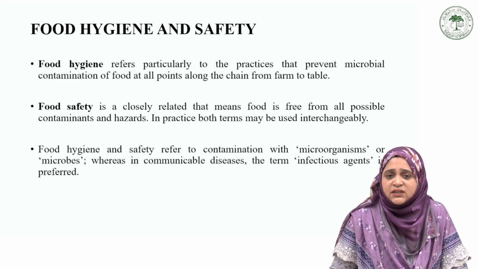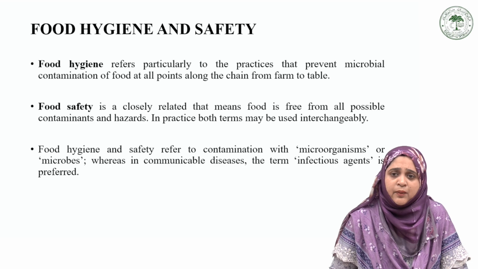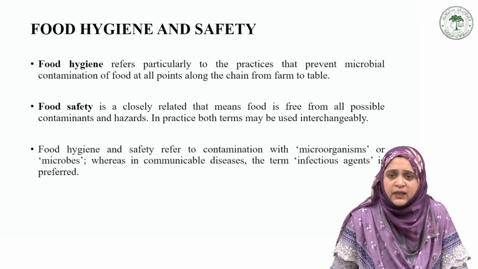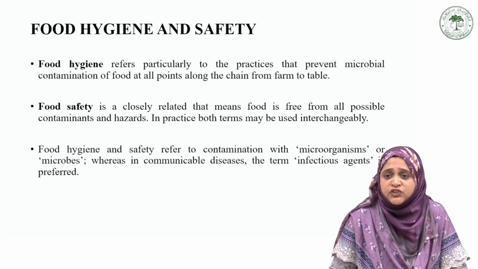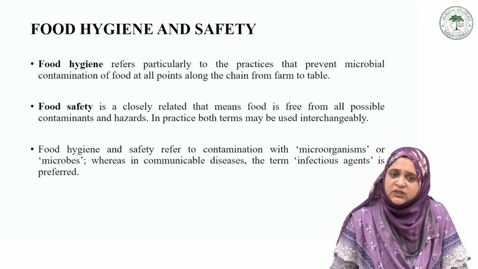Now first of all, we discuss what food hygiene and safety are. The term food hygiene refers particularly to the practices that prevent microbial contamination of food at all points along the chain from farm to table. Food safety is a closely related but broader concept, meaning that food is free from all possible contaminants and hazards. In practice, both terms may be used interchangeably, that is, food hygiene and safety.